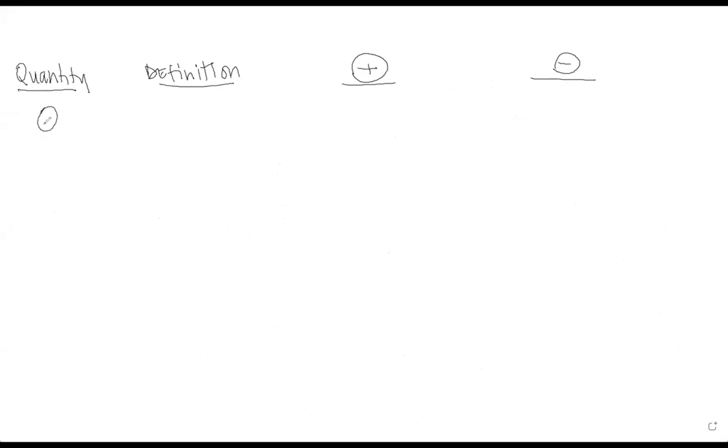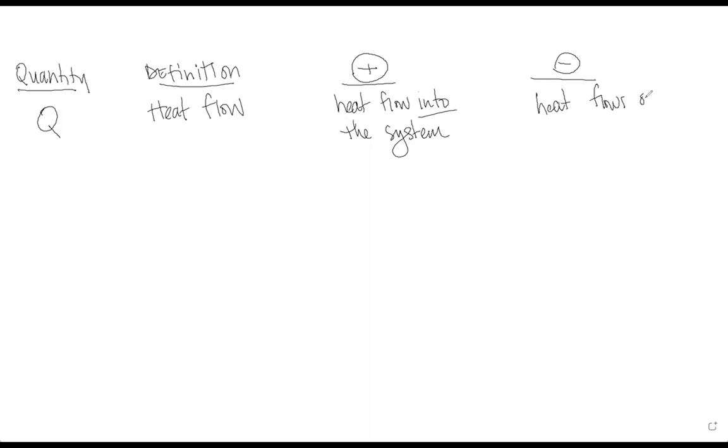So if we have a letter Q, this is representing heat flow. Heat flow is represented by the letter Q. And if we have a positive Q, that means heat is flowing into the system. Similarly, if we have a negative Q, that means that heat is flowing out of the system.